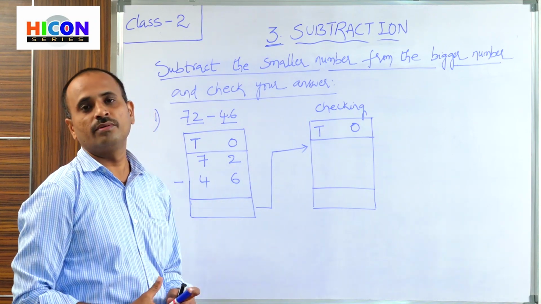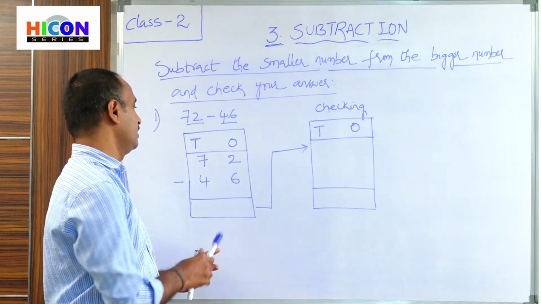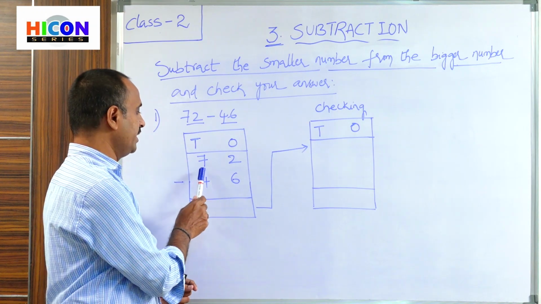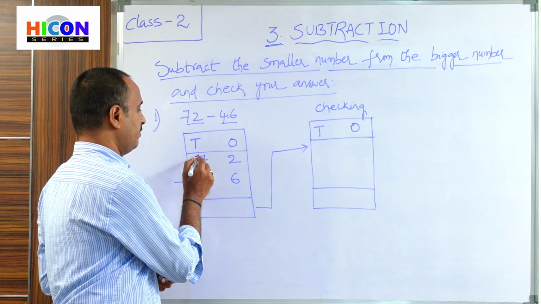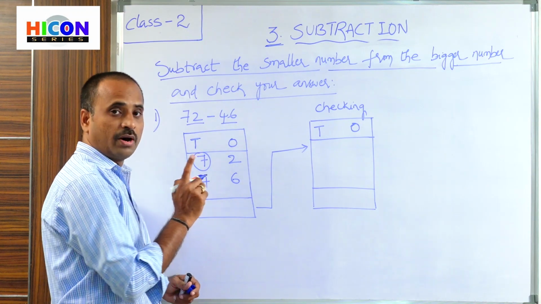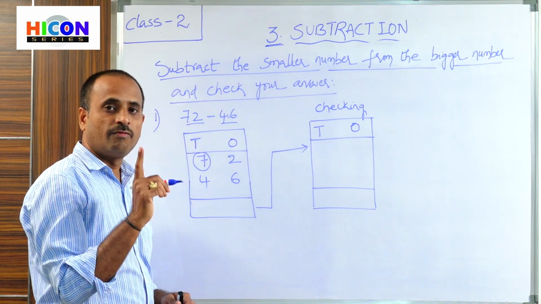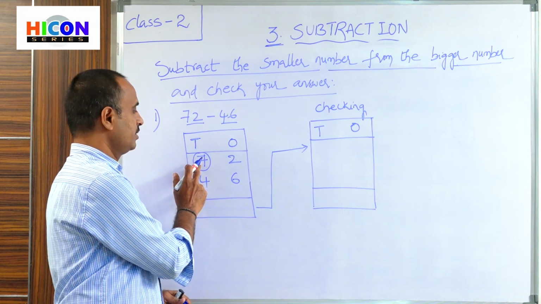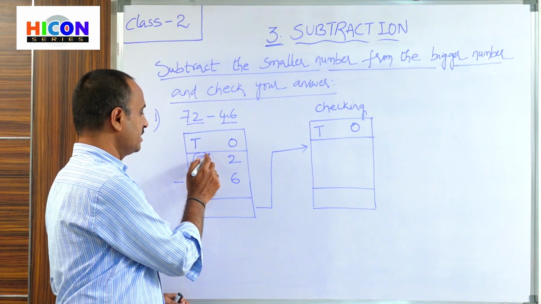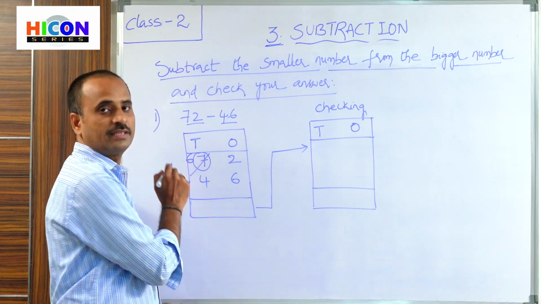Then what we have to do? If the subtraction is not possible, we have to borrow from the next place. So what is the next place? Tens place. How many tens are there? So there are 7 tens in the given number. So borrow 1 ten from these 7 tens. If you borrow 1 ten from the 7 tens, how many tens will be there? There will be 6 tens.